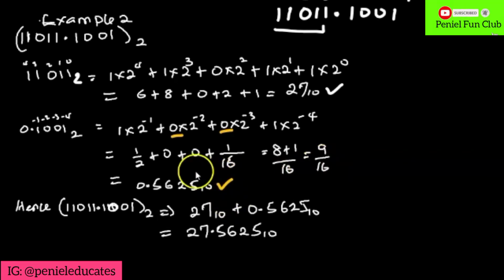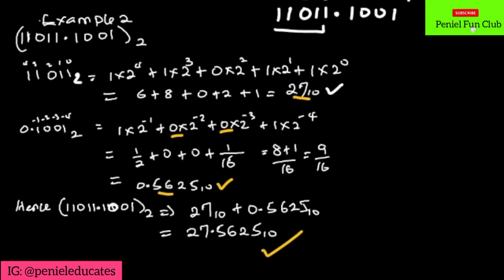So if you just want to find your answer, you just need to add this with this. Okay, so when you add it together, you get your answer in base 10. So basically, that's how we convert numbers that have decimal points, or numbers that are just like fractions, to base 10.